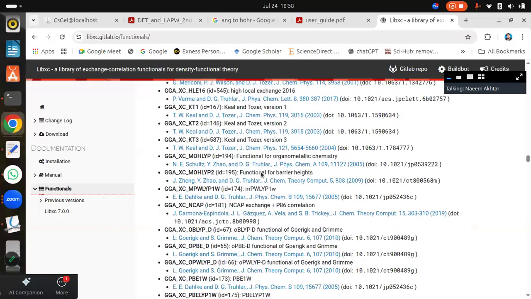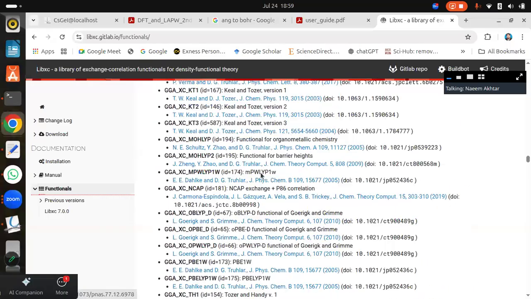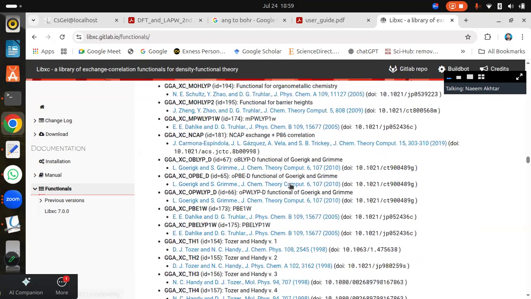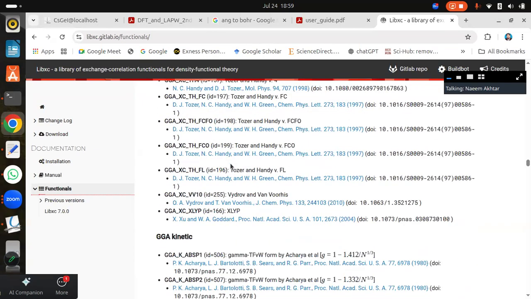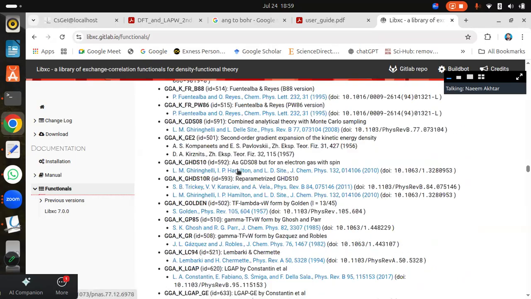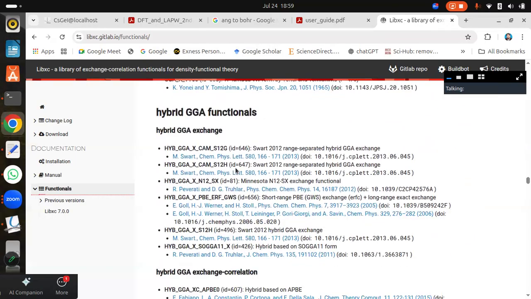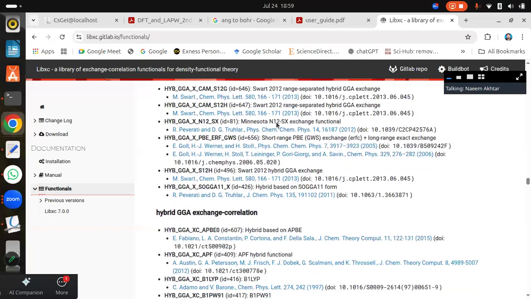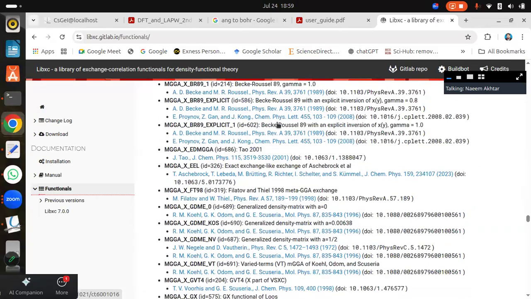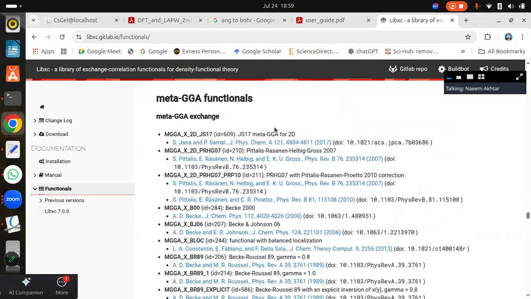And for meta GGA, sometimes we can also use the same exchange and correlation functional, which is actually a combined exchange correlation functional. For example, OPBED, OPB, these are the combined exchange correlation functionals. These are the GGA kinetic energy functionals. There are hybrid GGA functionals. Then there will be meta GGA functionals. These are the meta GGA functionals.